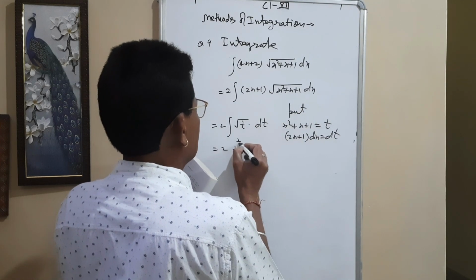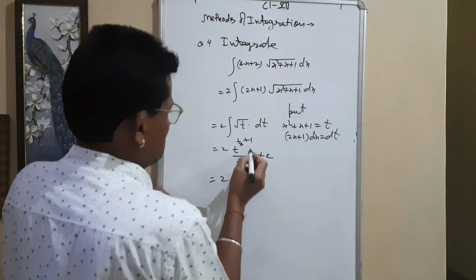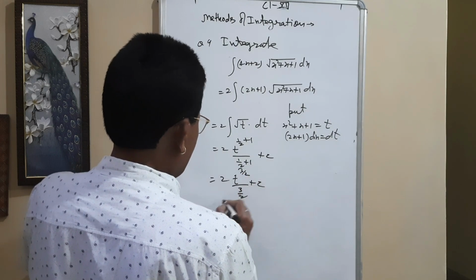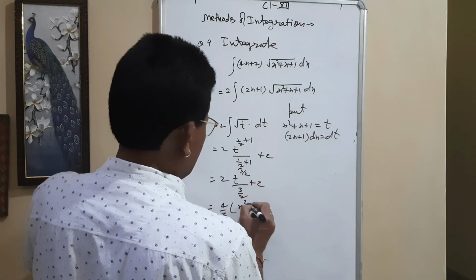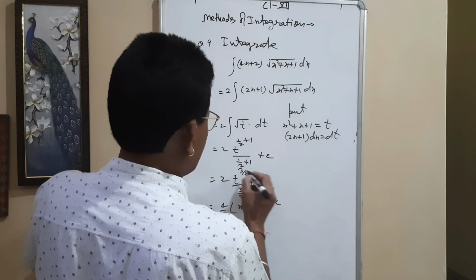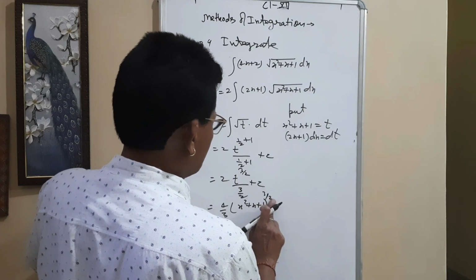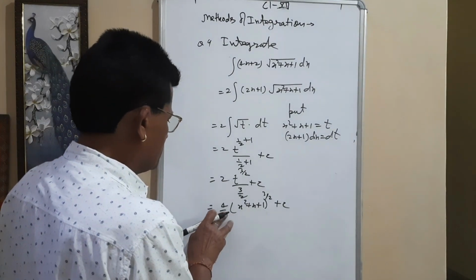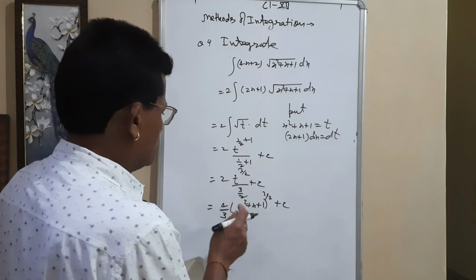Integrating, t to the power 1 upon 2 plus 1, upon 2 plus 1, plus c. It will be equal to t to the power 3 by 2, upon 3 by 2, plus c. That is 4 by 3, and writing the value of t, x square plus x plus 1, whole to the power 3 by 2, plus c. My dear student, most important question. Simple question 3. Let me write clearly so that it will be visible to you.